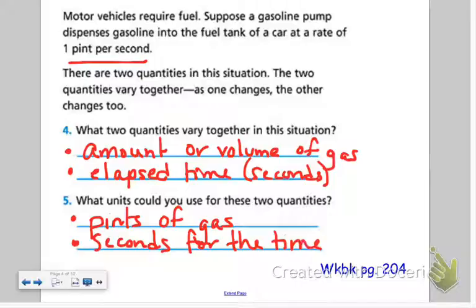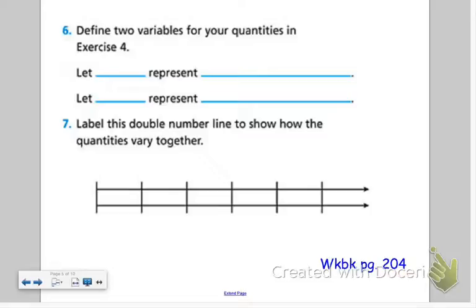So those are my two units, pints and seconds. And now let's actually use some variables for them. A lot of time you'll see variables that kind of go along with the problem. Since we're talking about pints, maybe I'll use P to be my variable there. Let P represent the pints of gasoline. And then since we're talking about time, I guess I could use S for seconds. I think I might do T for time though.